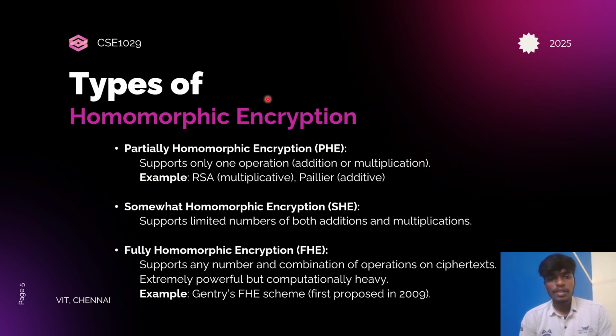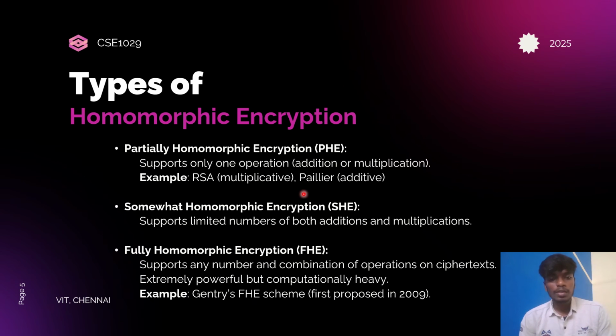So we have three different types of homomorphic encryption. One is partially homomorphic encryption, another is somewhat homomorphic encryption, and the final one is fully homomorphic encryption. So what is partially homomorphic encryption? It supports only one operation, either addition or multiplication. Examples would be RSA, multiplicative, or Paillier, additive, that is, in between the cloud operation. So whatever operation they are doing on the encrypted message, it can support either addition or multiplication.